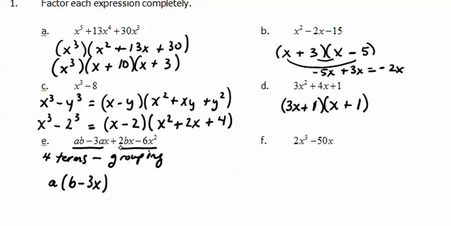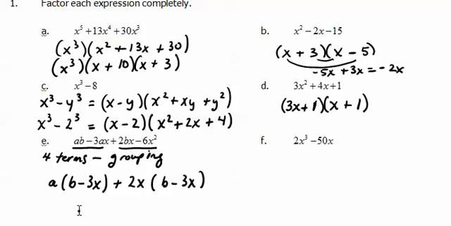In the second group, I have a GCF of 2x, and then I'm left with b minus 3x. Notice that these groups are exactly the same. They must always be that way. If they're not, check your work and change things so they are exactly the same.